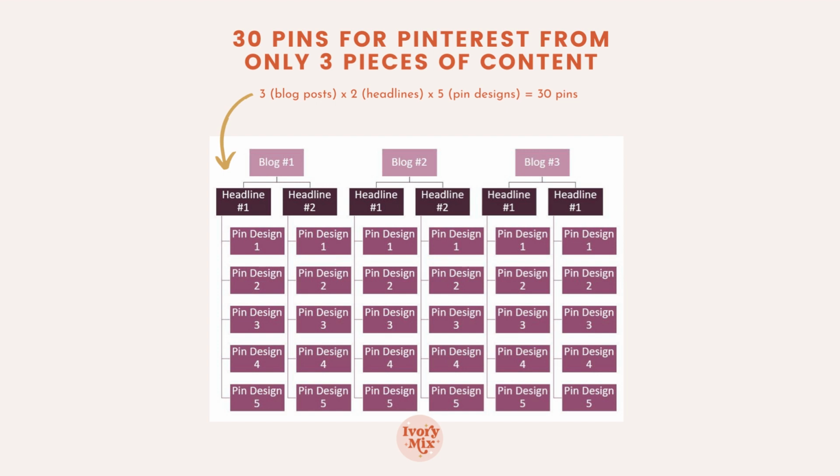Here's the math. You start with 3 pieces of content, video, blog posts, and then you develop 2 headlines. These headlines are going to be text on your actual pin designs. Then you're going to have 5 different pin design templates that you're going to insert those headlines onto. Those pin designs should look different, and once you add everything together, 3 blog posts times 2 headlines times 5 different Pinterest designs gives you 30 different Pinterest pins.